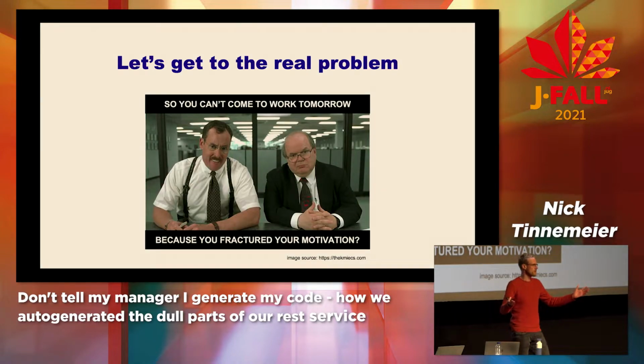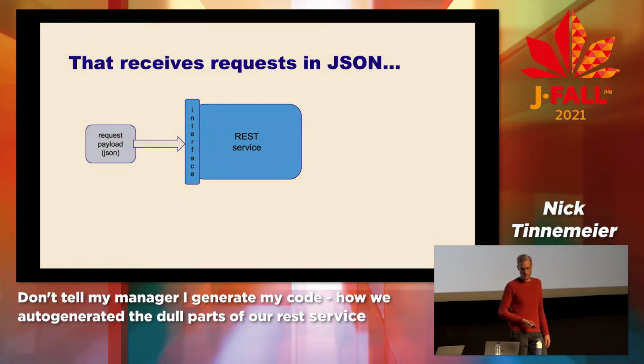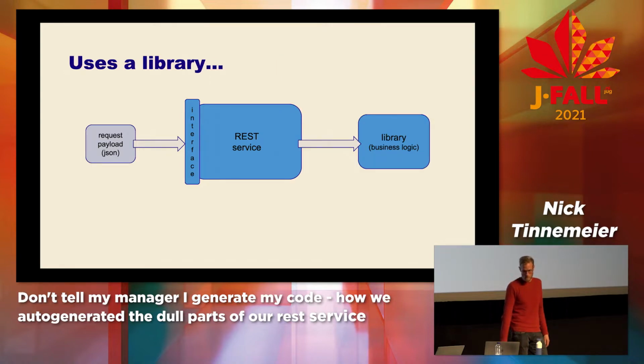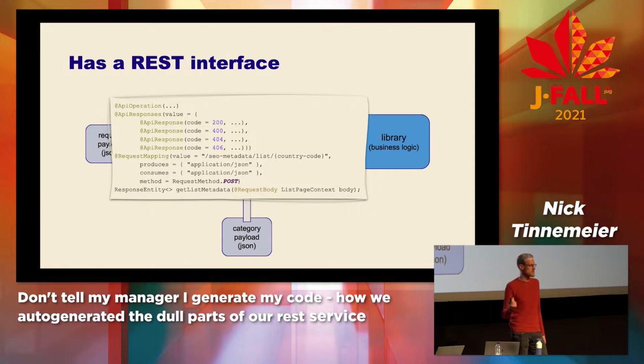So, well, that's everything you need to know. I'll be using this list page context, those categories and refinements all along. So now let's get to the real problem. So like I said, we have a REST service which receives requests in JSON. It uses a library that implements the business logic, and this library is not only used by our REST service, but also by other clients, by other consumers. It does fetch the category information from a different service. So it has a REST interface.